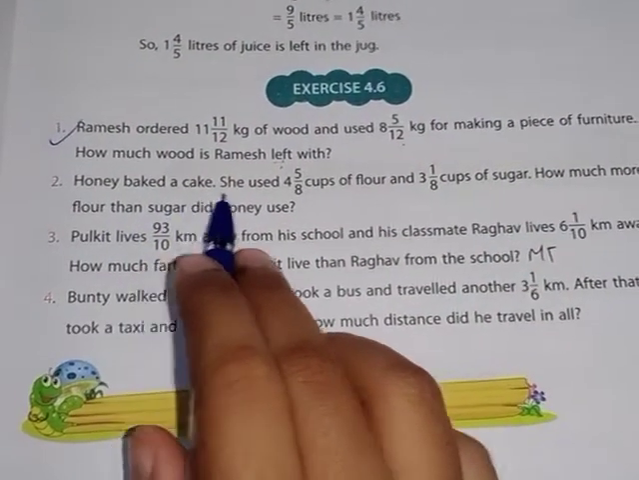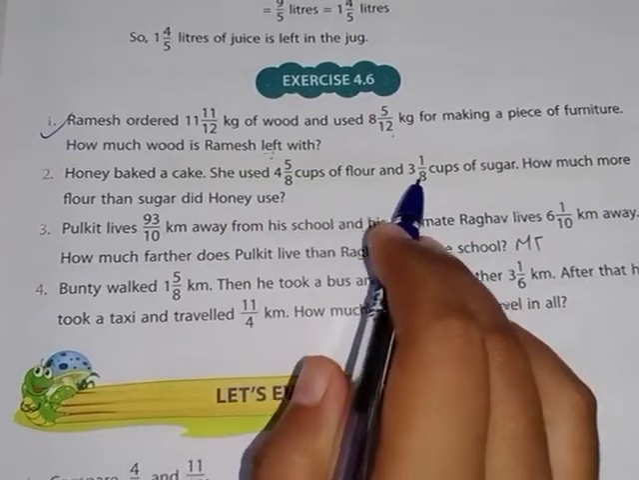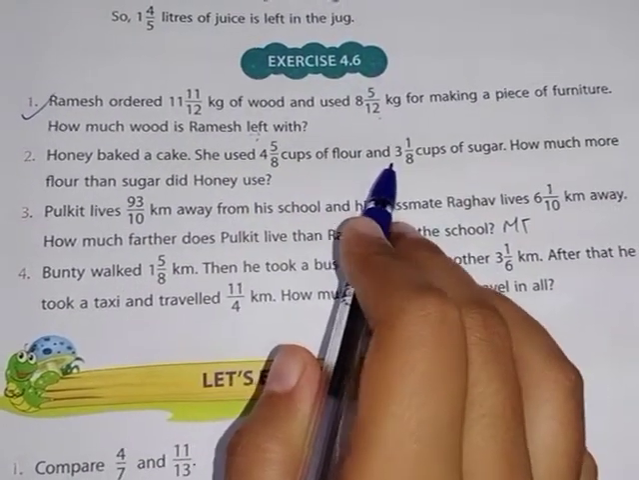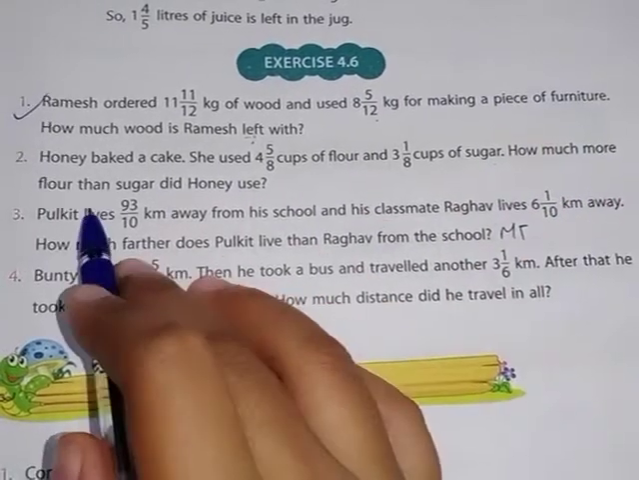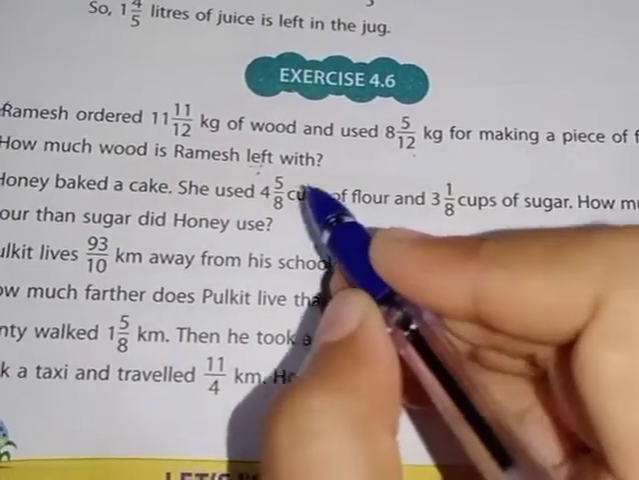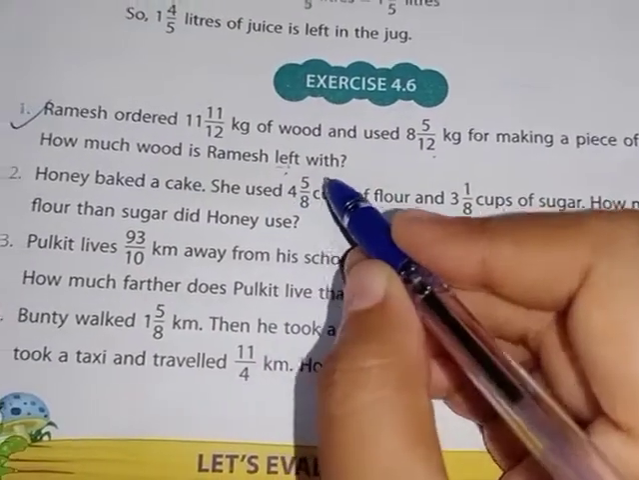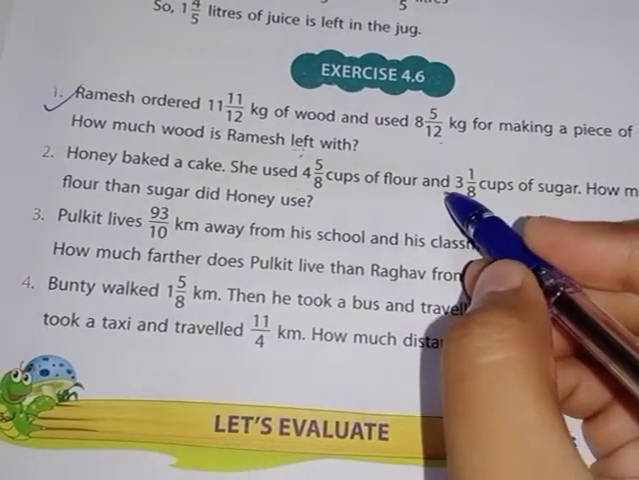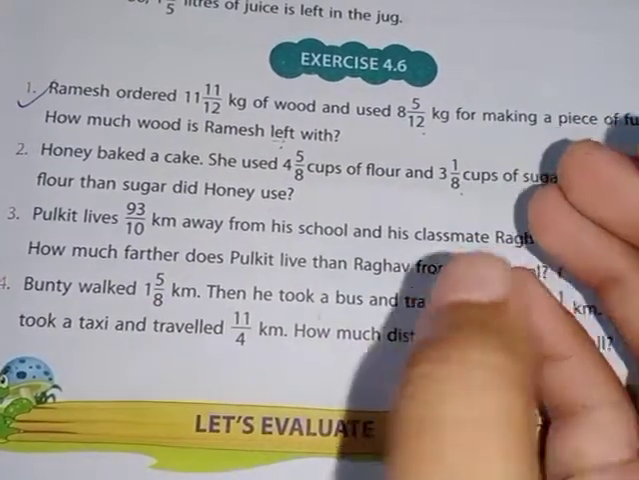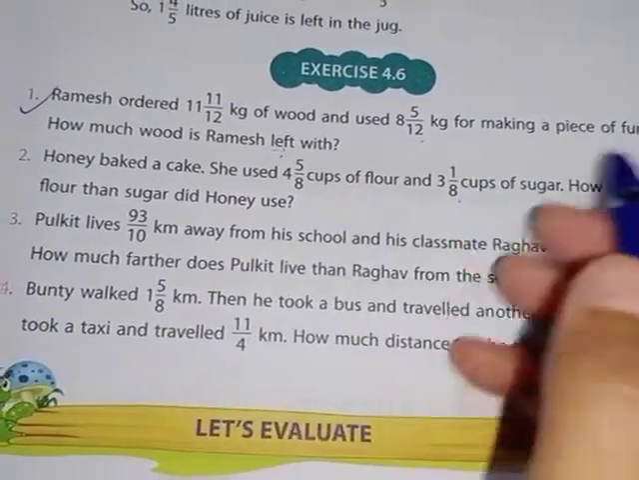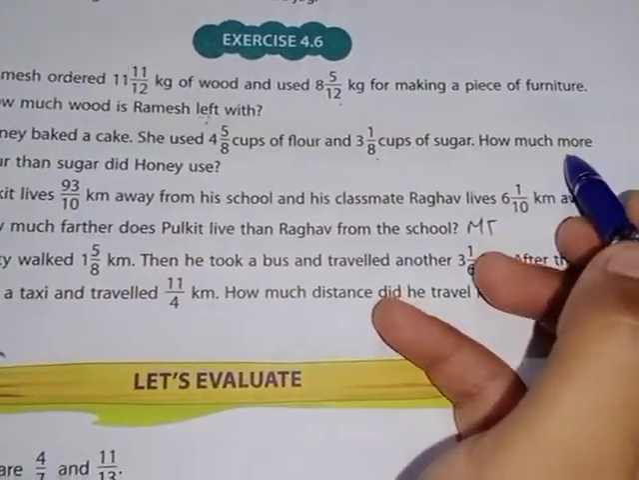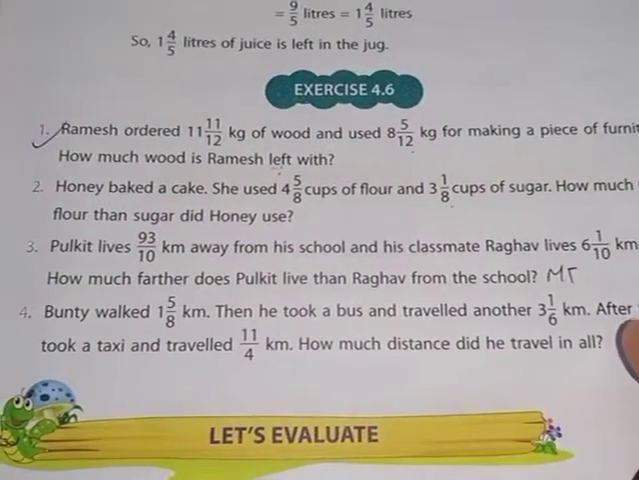Honey baked a cake. She used this much cup of flour and this much cup of sugar. Making one cake, this much flour and this much sugar was used. How much more flour than sugar Honey used? It is asking that the quantity of flour was 4 whole 5/8 and the quantity of sugar was this much. It is asked here what is the difference between flour and sugar. Now it is written how much flour is more. Then when it is asked for something more, that is we need to find the difference.